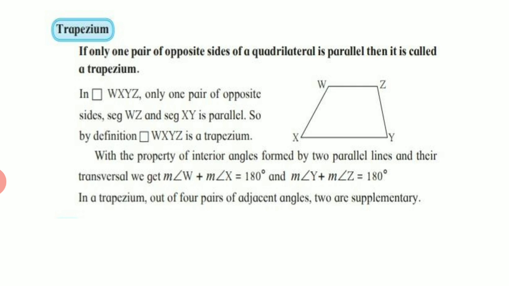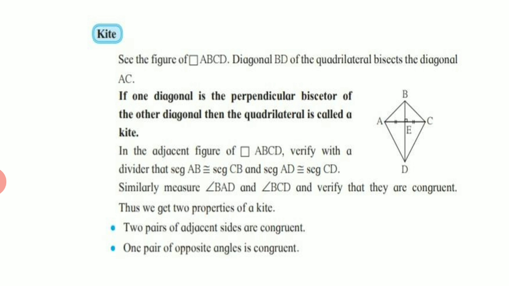With the property of interior angles formed by two parallel lines and their transversals, we get measure of angle W plus measure of angle X is equal to 180 degrees, and measure of angle Y plus measure of angle Z is equal to 180 degrees. In a trapezium, out of 4 pairs of adjacent angles, 2 are supplementary. Kite.